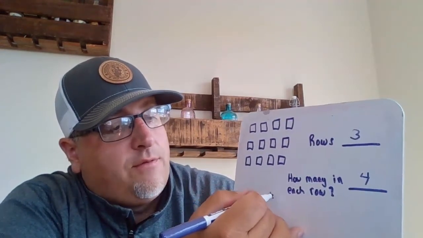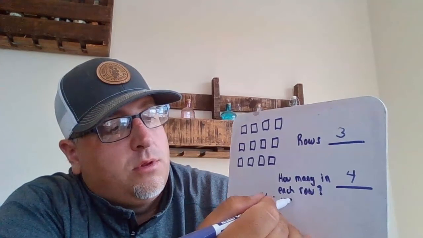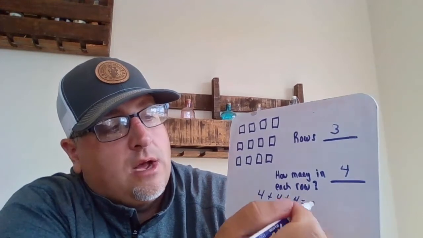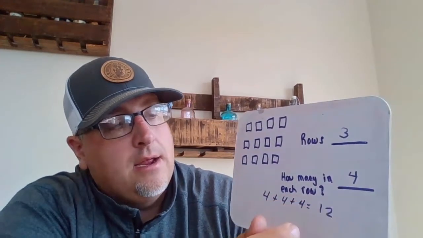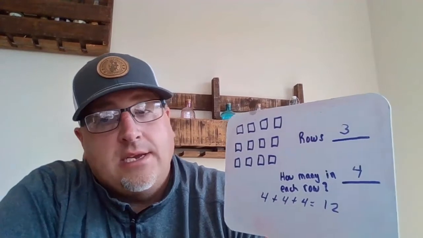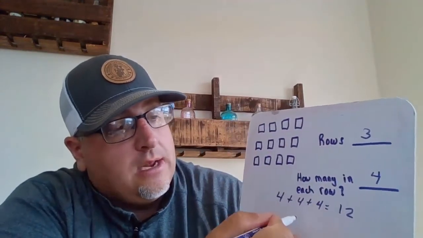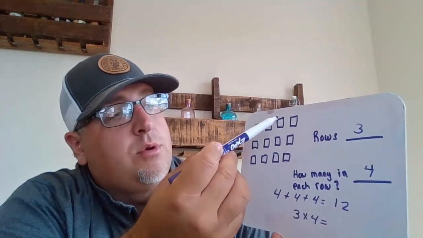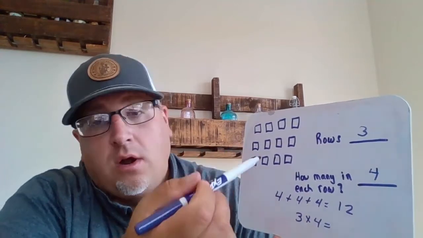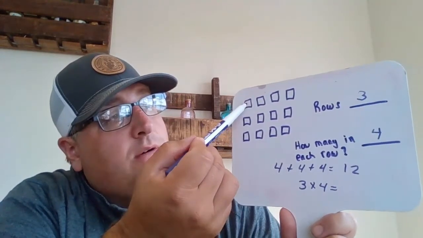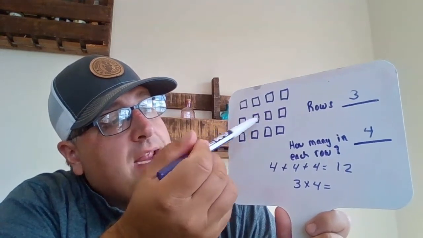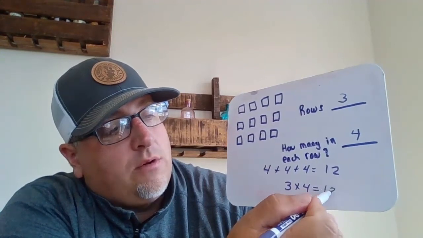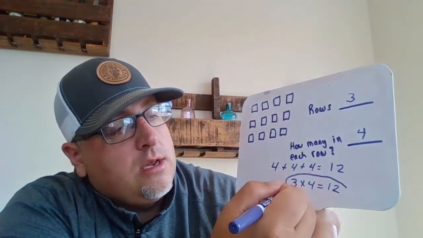Okay. And we could write that 4 plus 4 plus 4. And if we skip count by 4, we got 4, 8, and 12. Okay. If not, we could write a multiplication statement, which would be 3 times 4. So 3 rows with 4 in there. 3 times 4. We could just count these out if we didn't know our facts. 1, 2, 3, 4, 5, 6, 7, 8, 9, 10, 11, 12. Or count by 4 is 4, 8. And that gives us 12. 3 times 4 equals 12.